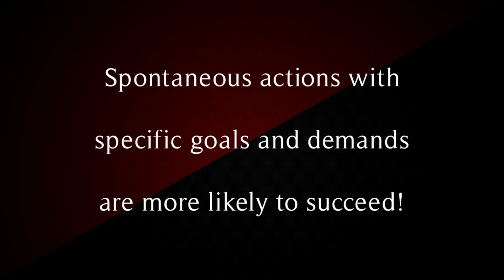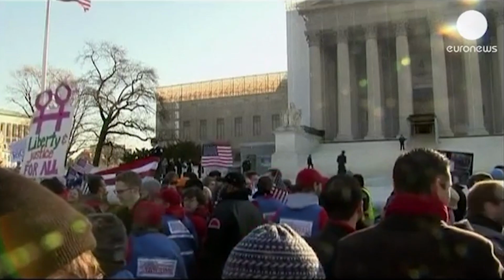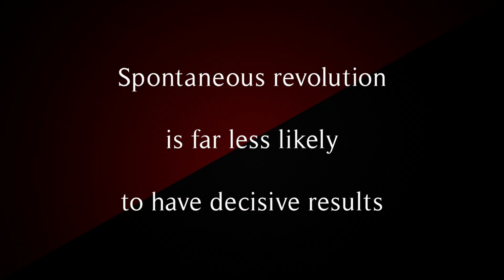Spontaneous protests and political demonstrations are much more likely to achieve results when they have specific objectives of reform. Demonstration campaigns to repeal or pass specific laws, for example, can be very useful for achieving specific reformist aims. Spontaneous revolution, on the other hand, is far less likely to have clear and decisive results. Here are just a few recent examples of what might be described as spontaneous revolutionary activity.